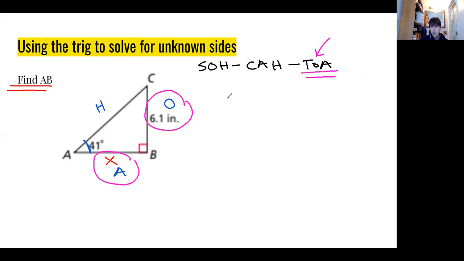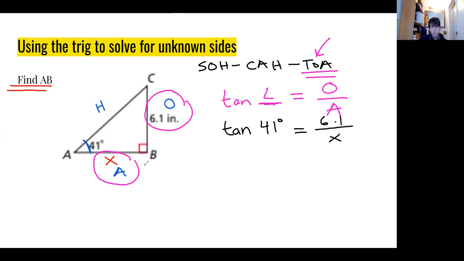Now, for this problem, we have tangent of our angle equal to opposite over adjacent. This is the equation we're going to be writing in order to solve for the unknown adjacent side. For us, the angle that we're working with is a 41-degree angle, so it will be tangent of 41 degrees is equal to the opposite side, which is 6.1 inches, divided by the adjacent side, which is our unknown x. So here we have a nice equation that we can solve to get x.